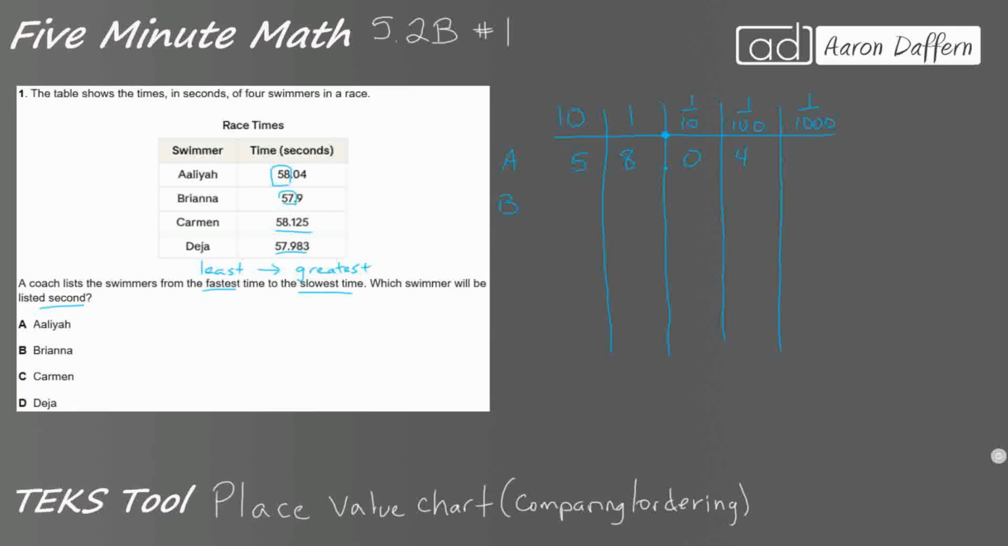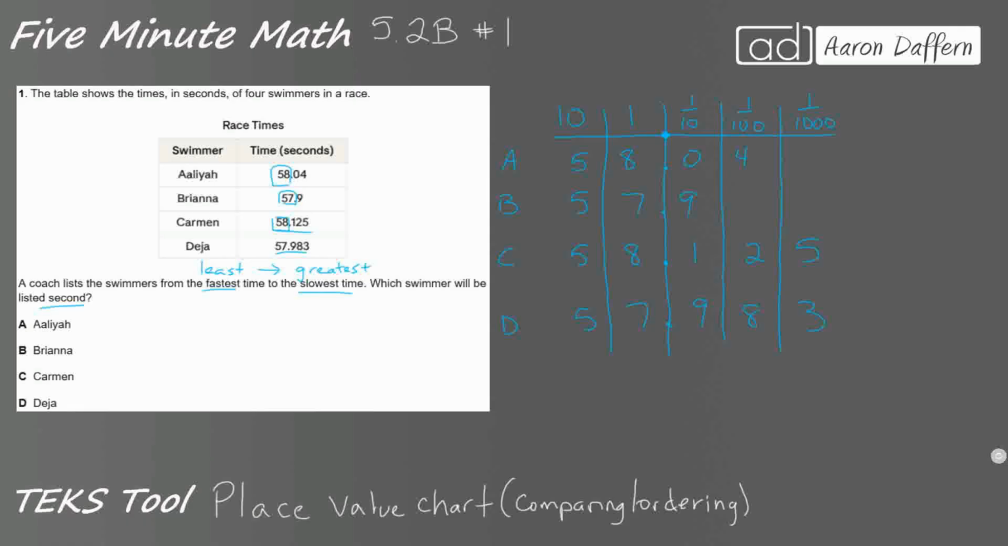Now I get 57 and 9 tenths, 58 and 125 thousandths, and then D, 57 and 983 thousandths.